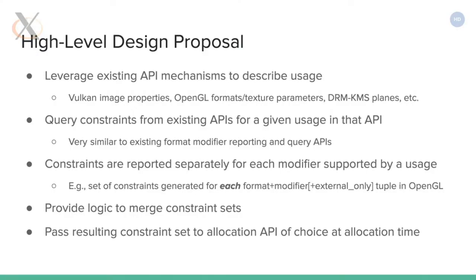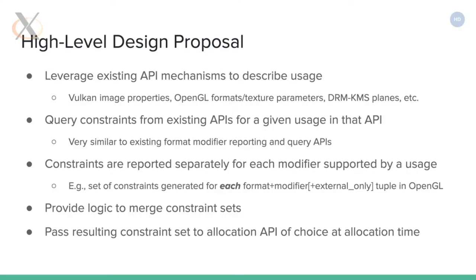So at a high level, like we said, we wanted to leverage existing APIs. So we use the existing API mechanisms to describe usage. So that means things like buffer and image properties for image creation, the existing EGL image mechanisms where you specify a DRM format or other OpenGL texture format parameters, and DRM-KMS planes for display, specifically planes, and then also all the parameters you specify at mode set time as well.